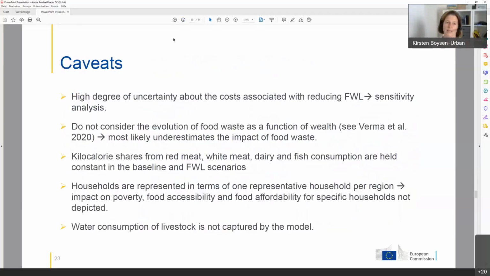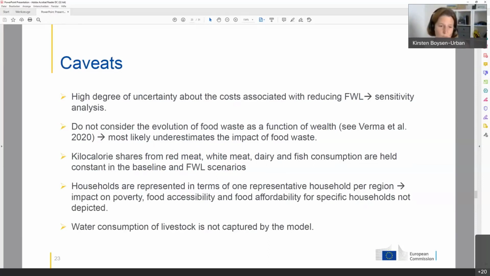Important to note is that there is a high degree of uncertainty about the cost associated with reducing food waste and loss. Therefore, we conducted a sensitivity analysis to quantify the impact, and future research will deal particularly with these effects. Also important is that in our baseline, we do not consider the evolution of food waste as a function of wealth, as for instance has been published by Monika Warmer recently.